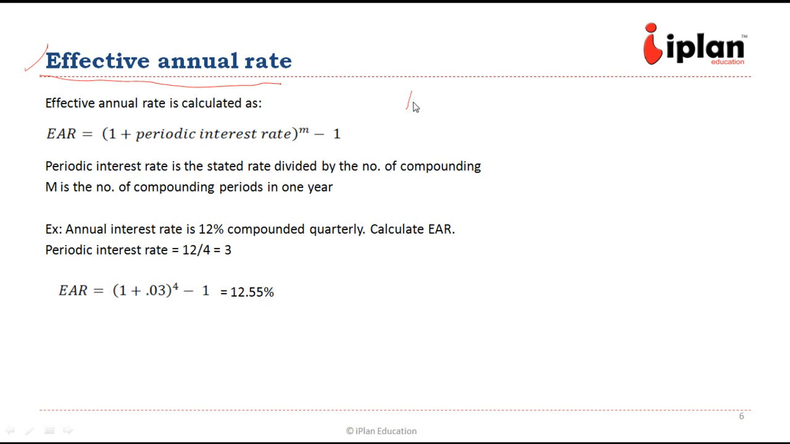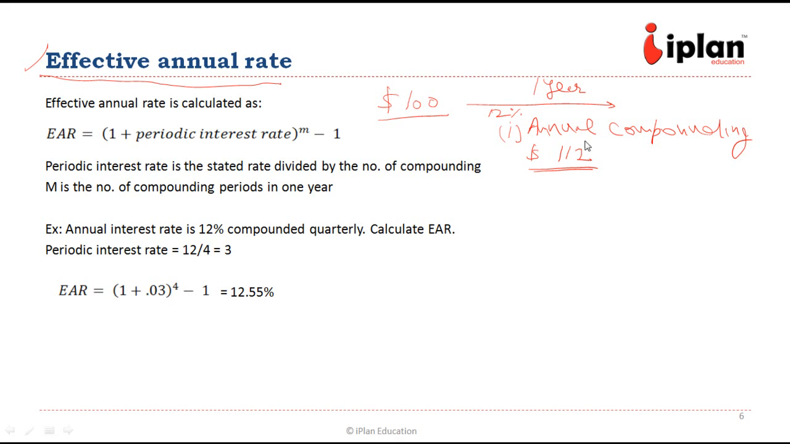If we have $100 today, then we invest for 1 year. Let us take the first case when we are doing annual compounding. The interest rate is 12%. So the person will get $112 after 1 year. So in this case, effective annual rate remains the same, 12%.